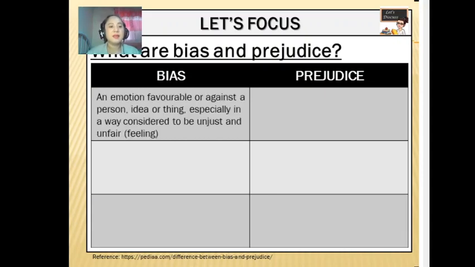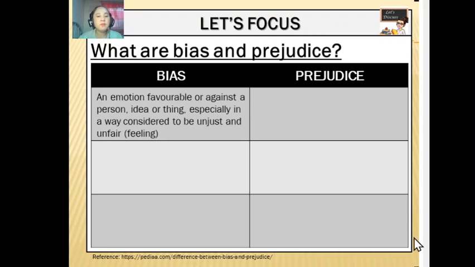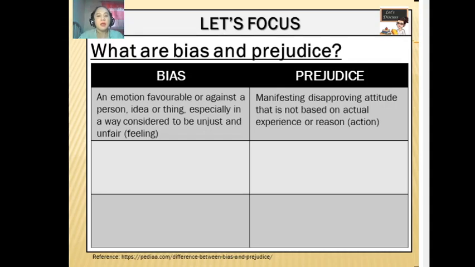When we say bias, these are the feeling, the emotion that we feel, that is favorable or against a person, idea, or thing, especially in a way considered to be unjust and unfair. Prejudice, on the other hand, is all about the action. It means manifesting disapproving attitude that is not based on actual experience or reason. So basically, when you act out bias, that is prejudice.